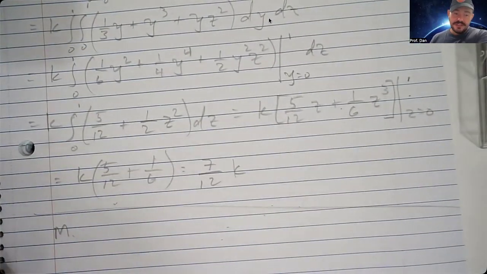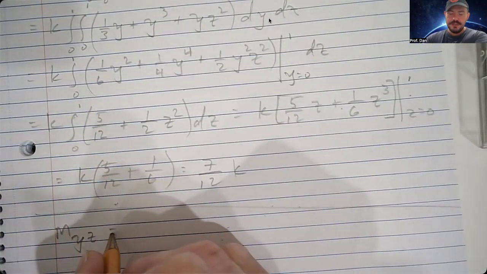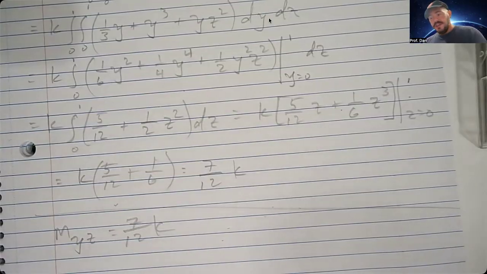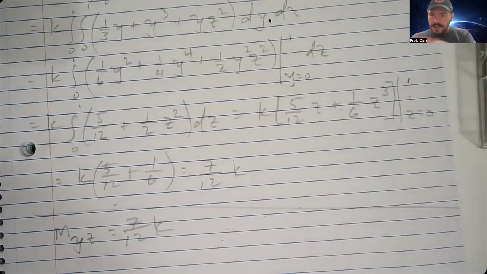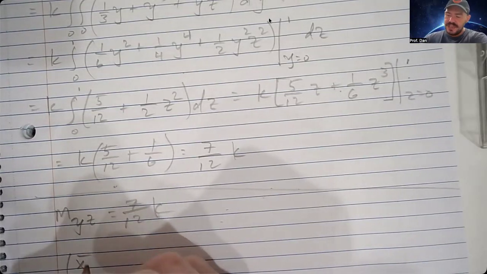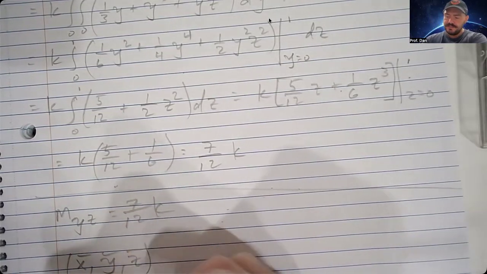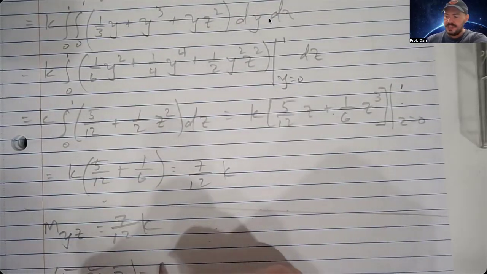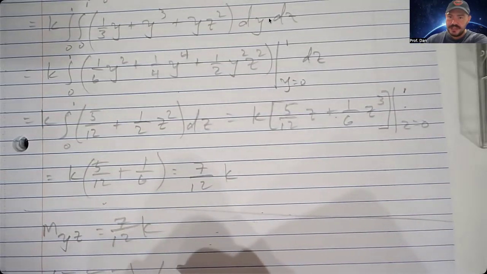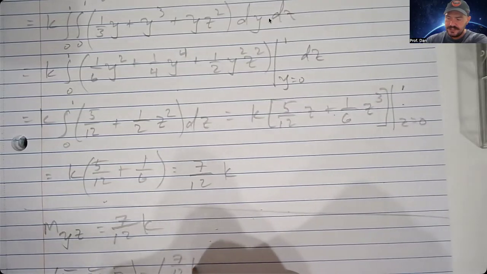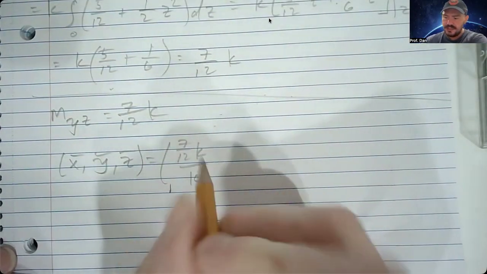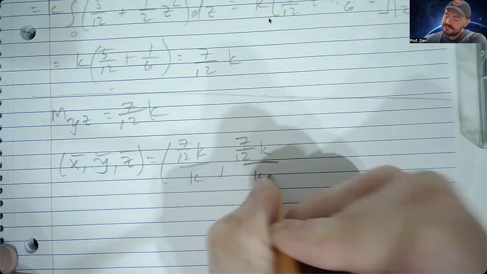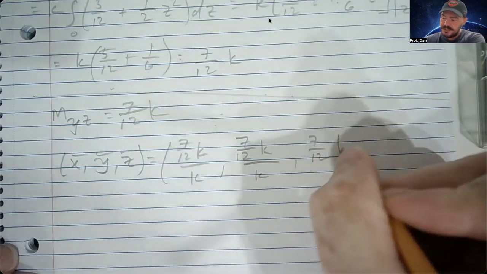So if we were to do the same calculation for the moment along the YZ plane, I'm going to spare you the details because you can work it out yourself at this point, I hope. And you'll end up getting the same thing. So if I wanted to get the center of mass, this time it would be x bar, y bar, z bar. I would get the moment along the xy plane, which was 7/12 k divided by the mass. So I'll write it out this time, divided by k. And similar thing with the y coordinate, and similar thing with the z coordinate.